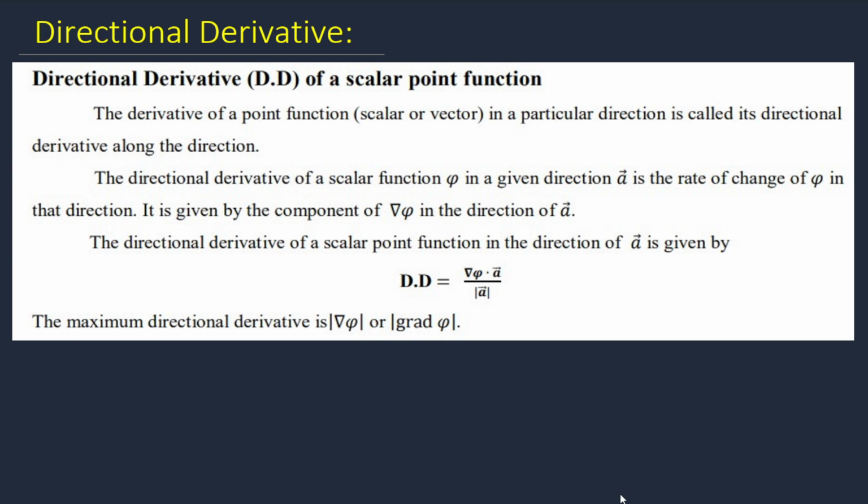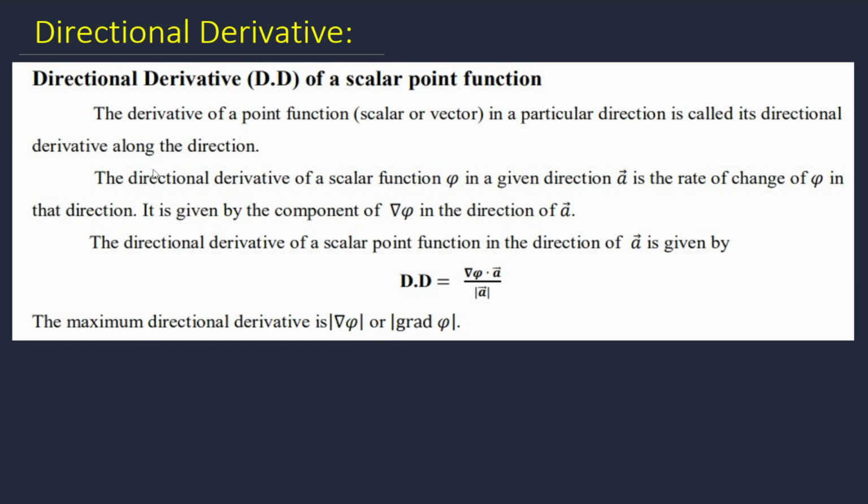In our last lecture we did some problems based on the gradient of a scalar function. Here in this part also we will do some examples related to the gradient of a scalar function. Today's topic is the directional derivative. First let's see the definition. What is the directional derivative of a scalar point function?